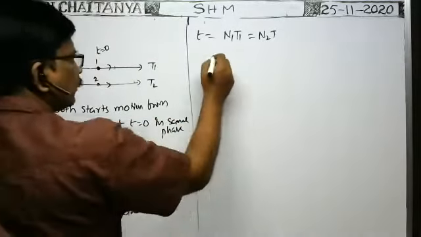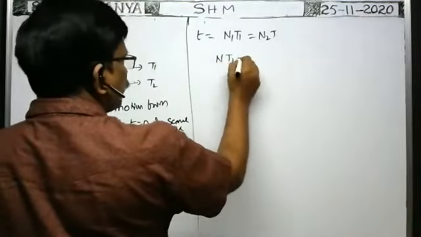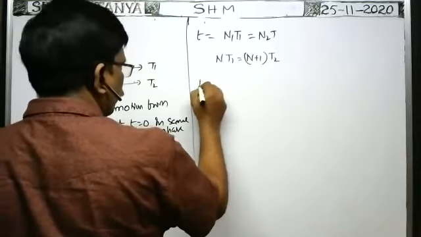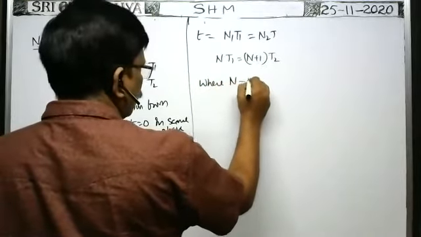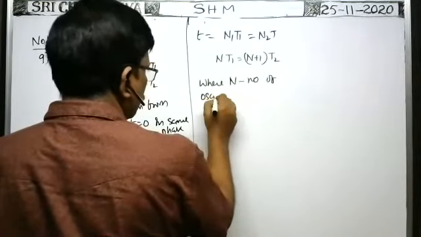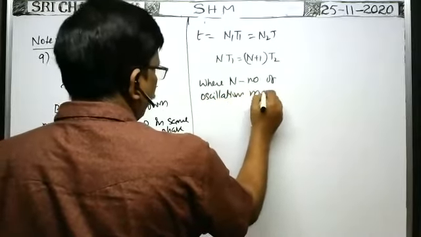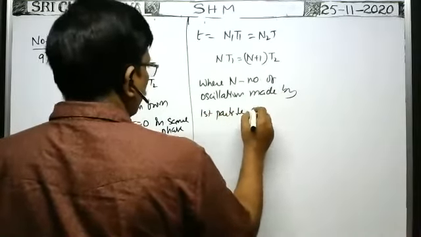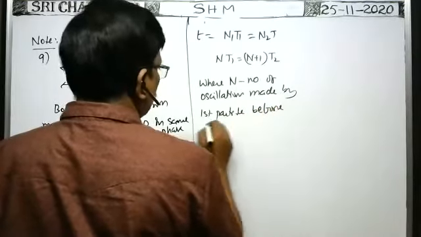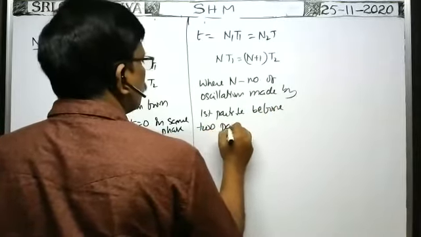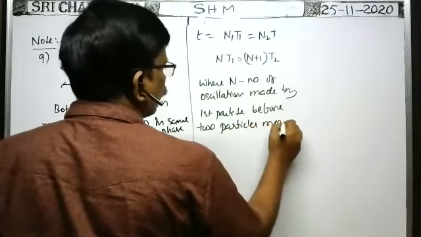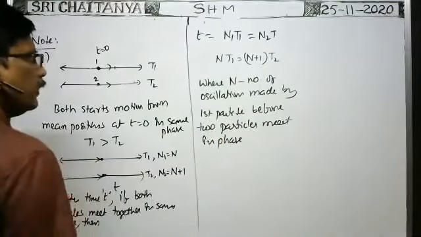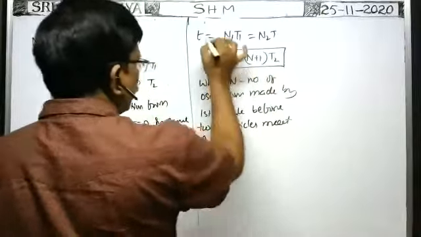So n1, that is n, into t1 is equal to n2, that is n plus 1, into t2, where n is the number of oscillations made by the first particle before the two particles meet in phase. Before the two particles meet in phase, this condition is very, very important.